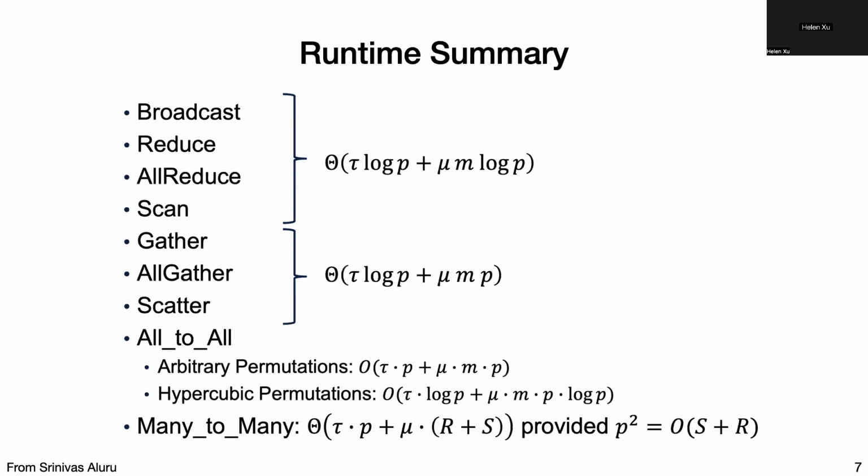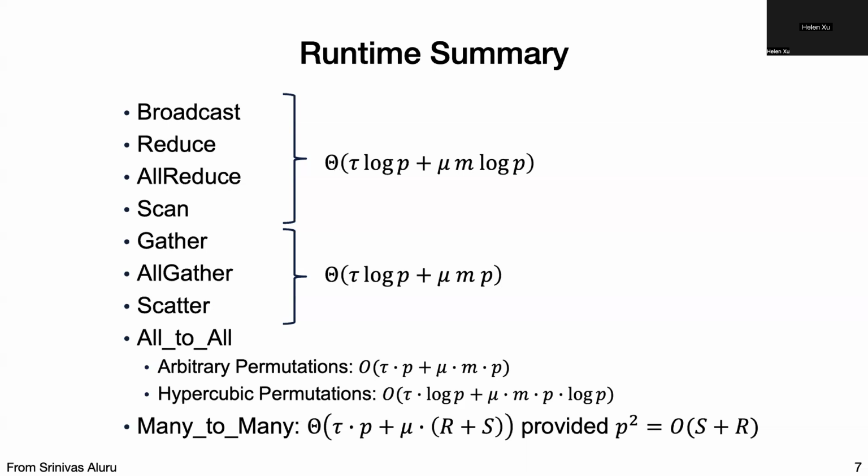Just to recap again on these bounds, we had broadcast, reduce, all reduce, and scan, and those are tau log P plus mu M log P. This log P comes from the tree-like reduction, and M is the message size. Then the more complicated ones are gather, all gather, and scatter, which are tau log P plus mu M P. The difference is log P versus M, and log P versus P. In gather and scatter, for example, the data doesn't stay fixed when you go up the tree.